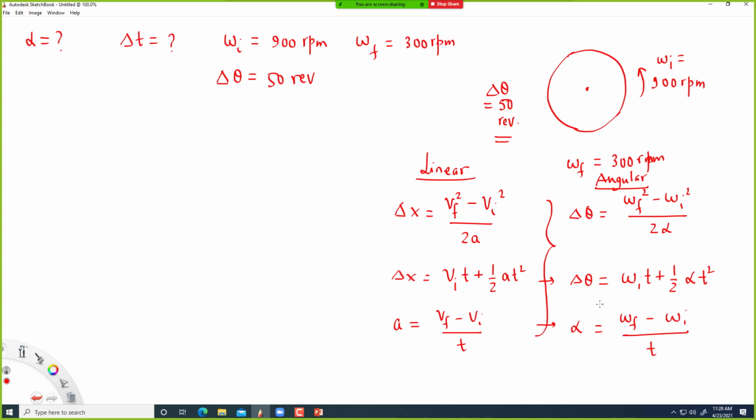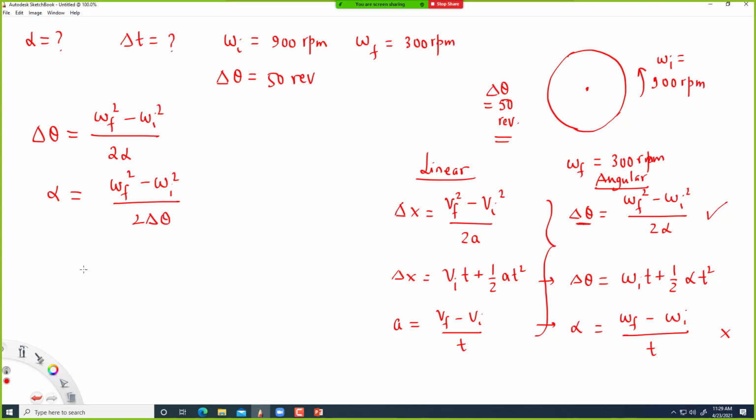So we need to decide which formula we want to use to get alpha. We don't have t, so we cannot use the third one. First one, we have theta, and we have omega f and omega I, so that means we can use this one. So let's use the first one. Delta theta is omega final squared minus omega initial squared over 2 alpha. Here we want to find alpha, so you can rearrange the equation. Alpha is equal to omega f squared minus omega i squared over 2 delta theta.